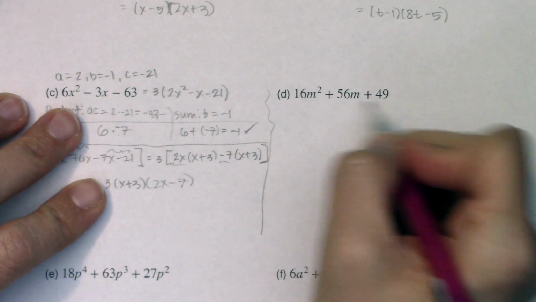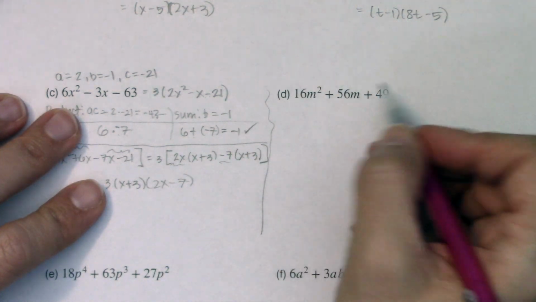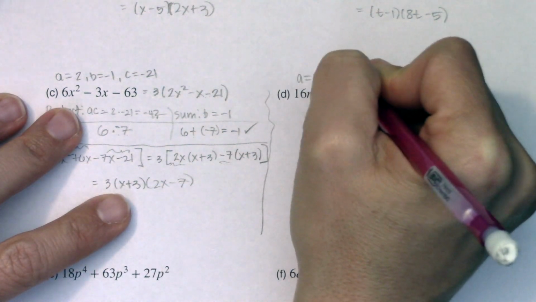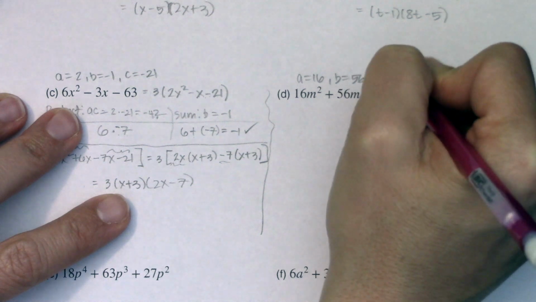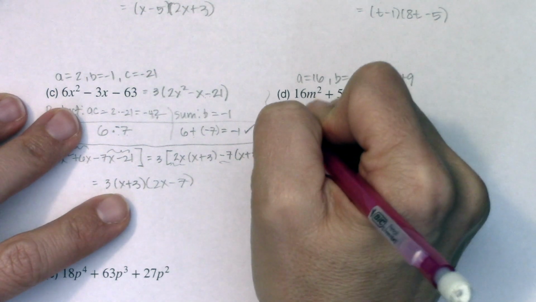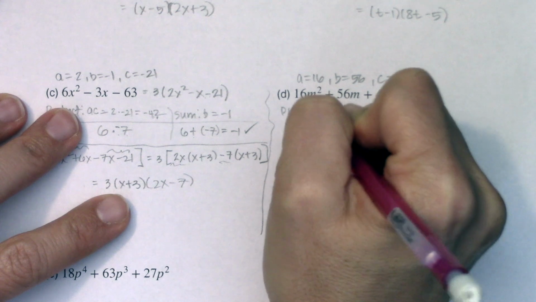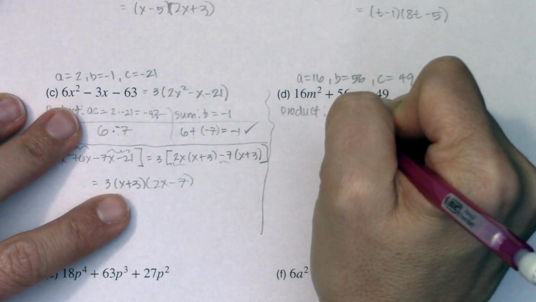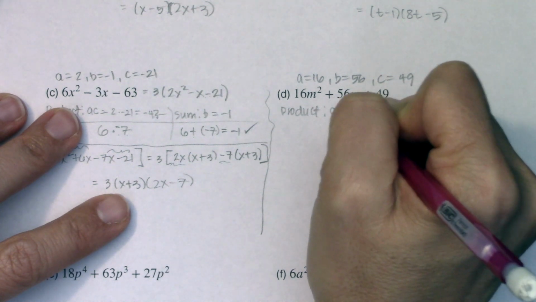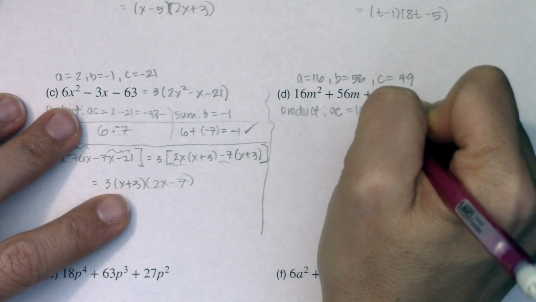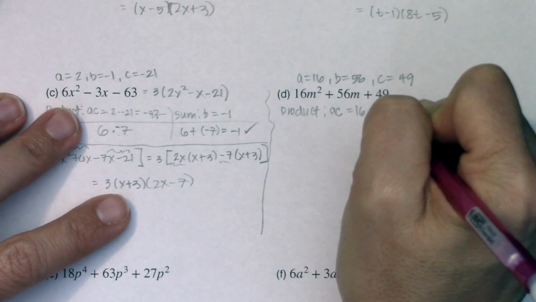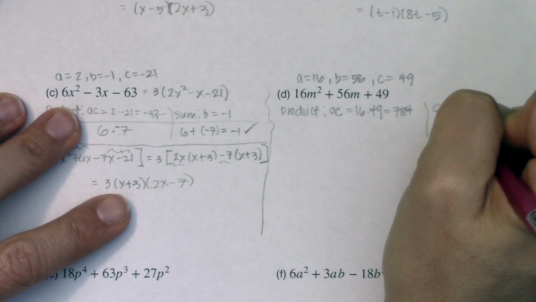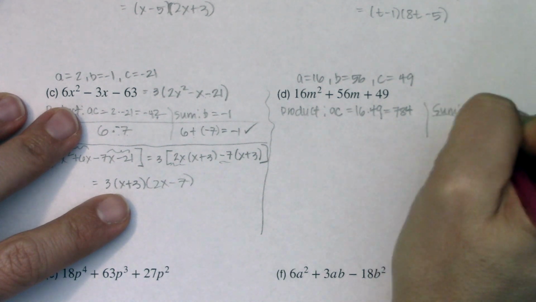Okay, this one looks like a beast. So this, I would say A is 16, B is 56, C is 49. I've got that trinomial. So let's look at our product. My product is going to be A times C. So in this particular case, we're going to have 16 times 49. And when I take a look at that, that is 784. And then I want to see how I can sum to 56.